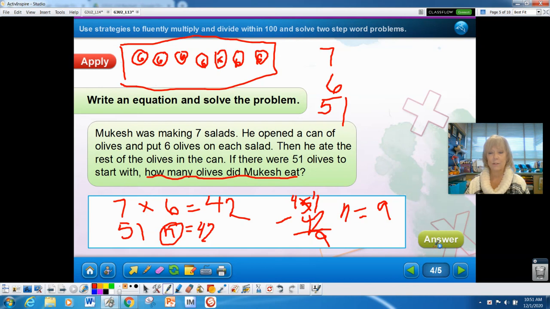Let's see if his answer is correct. Did we get it right? Oh, we did. 9 olives. And notice how they put that label in there. You're going to want to add that label into your work on your work page. And that is what you're going to be doing for 1 through 5 on today's lesson.